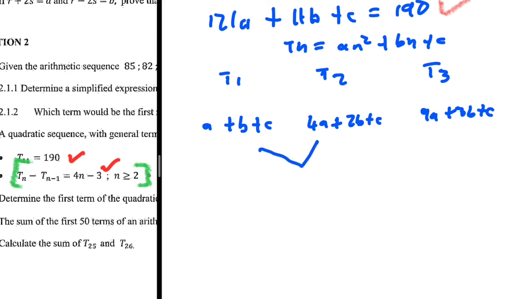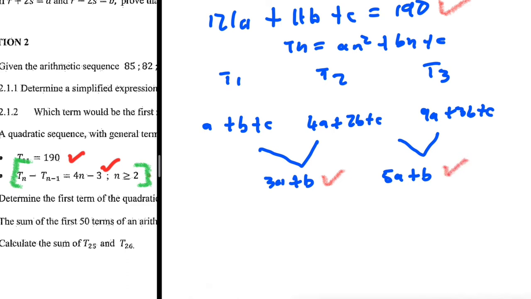Okay, let's find the difference between these two. In finding the difference between those two, we get 3a plus b. This is why you equate 3a plus b to the first term of the difference between T2 and T1 in a quadratic sequence. Right, and then the difference between T3 and T2, we're going to have 9a minus 4a, which is 5a. 3b minus 2b, that is plus b. c minus c is 0. Okay, there we go. We are making progress. But there's something special about these.